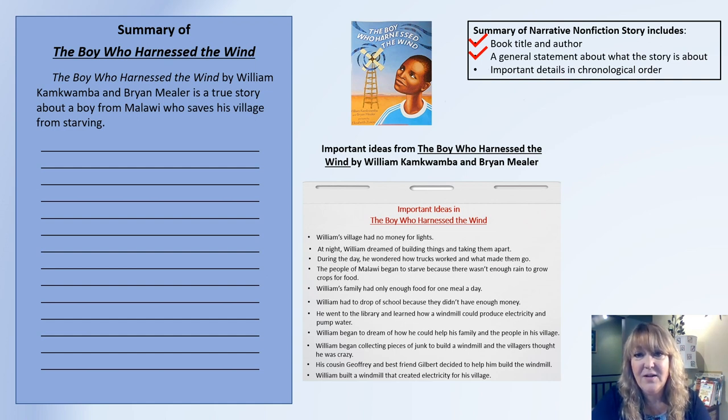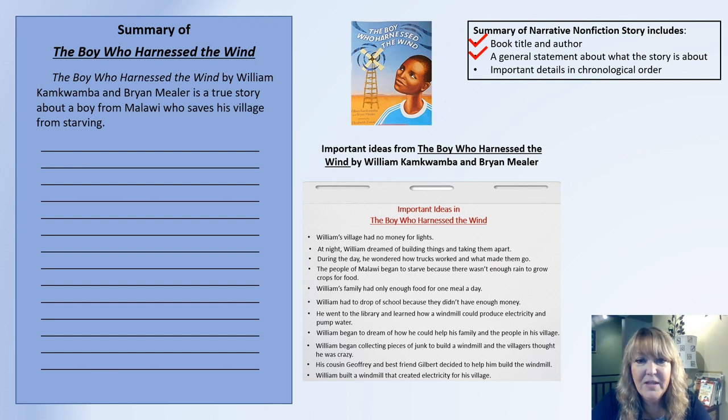We know the book title and author and the general statement. Now what's needed are the important details in chronological order, the order in which they happen in the story. So let's take a look at the important ideas chart to remind us of the important ideas. William's village had no money for lights. We also noted that at night he loved to dream about building things and taking them apart and figuring out how things worked. During the daytime he wondered about trucks and engines and what made them go.